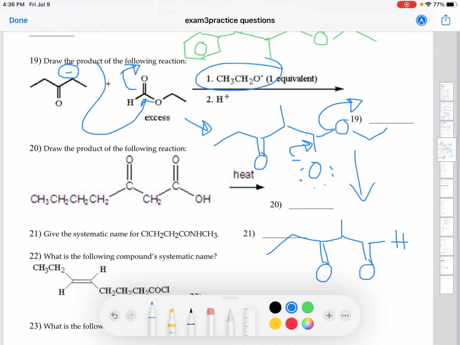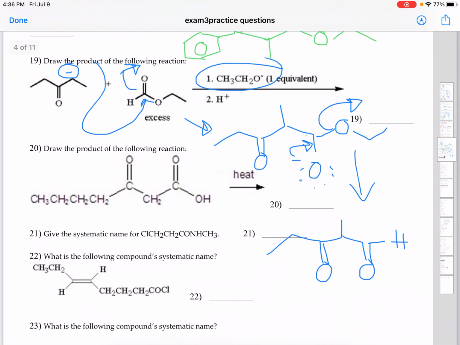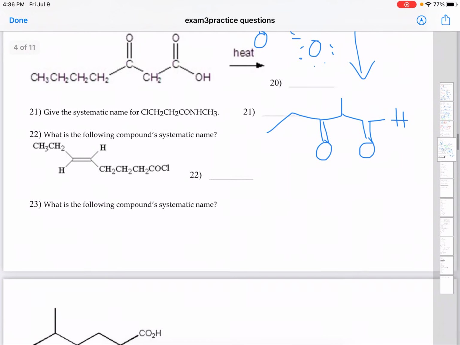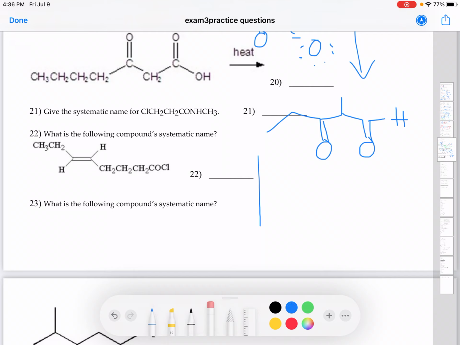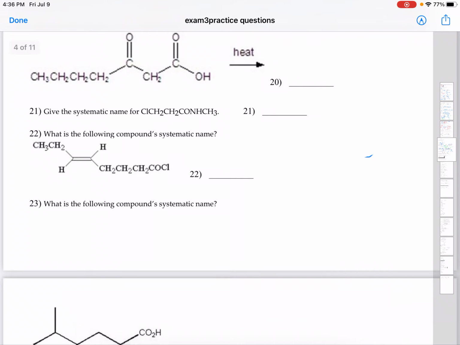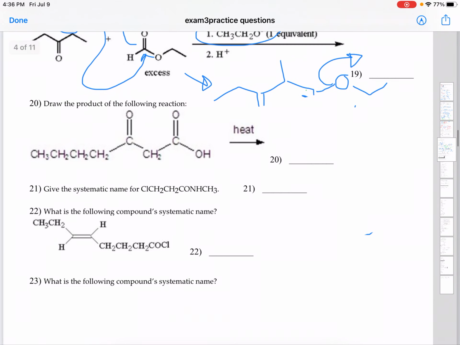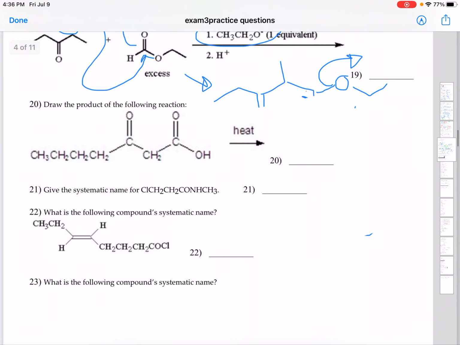Okay, number 20. And number 21, give the systematic name for Cl, CH2, CH2, CONH, CH3. What is the name of that one? Did I miss anything? I think I did. Draw the product of the following reaction, number 20.